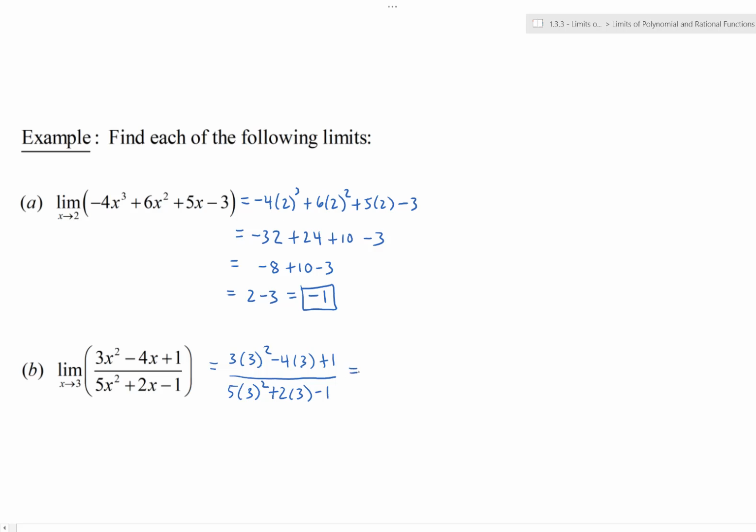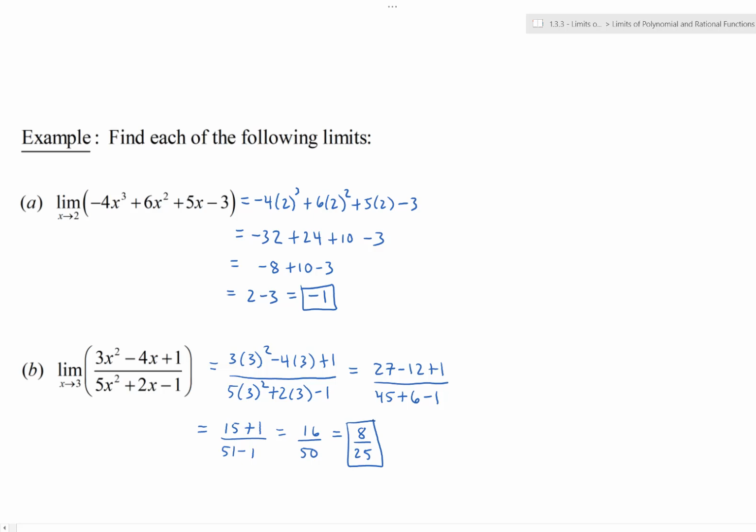3 times 3 squared, that's 27, minus 12 plus 1, divided by 5 times 9, that's 45, plus 6 minus 1. Let's add this stuff up. 27 minus 12 is 15, plus 1 on top. On bottom, 45 plus 6 is 51, minus 1. So we get 16 over 50, which is the same as 8 over 25. And there you have it.